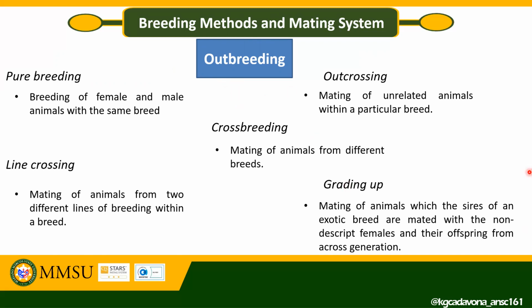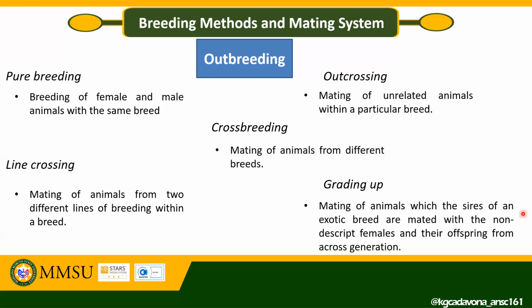So the purpose of outbreeding is to bring into the breeding program traits which are desirable but not present in the original animals. Okay? Then one subdivision of outbreeding is pure breeding. So basic analysis lang to. When we say pure breeding, this is the breeding of female and male animals of the same breed but should not be related with each other. So the breeders are able to acquire the best available genetic materials at reasonable prices with this kind of mating system.